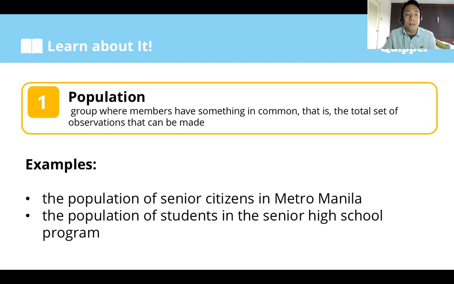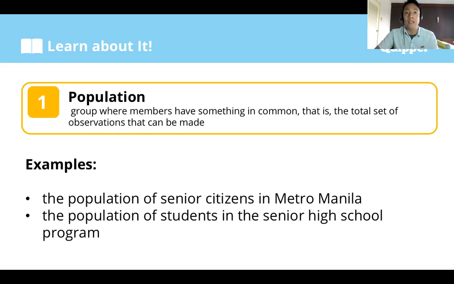Other examples we have here: the population of senior citizens in Metro Manila. So the center of your research is the senior citizens in Metro Manila. Another example, the population of students in the senior high school program. So your center here is the students in the senior high school program. You cannot get junior high school students because your center is only the senior high school students. That will be the population again.